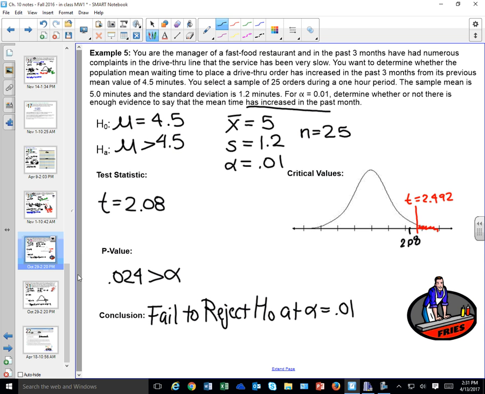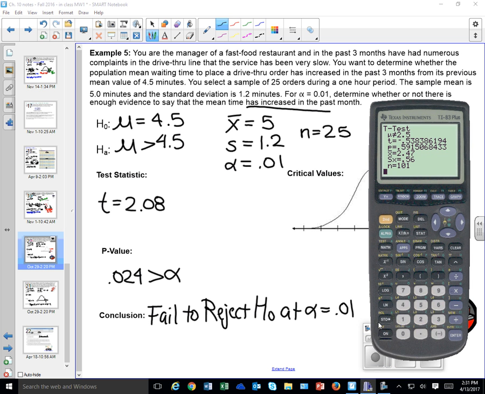Okay, so once you've figured out how to set up your hypotheses, figure out what statistics you've got, really you just need to know the t-test, where to go to get those values that you need. So for this one here, we're looking at our null and alternative, our mu equal to 4.5 and mu greater than 4.5. So our null hypothesis is 4.5.